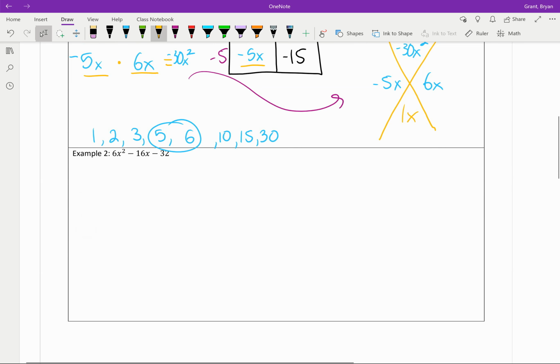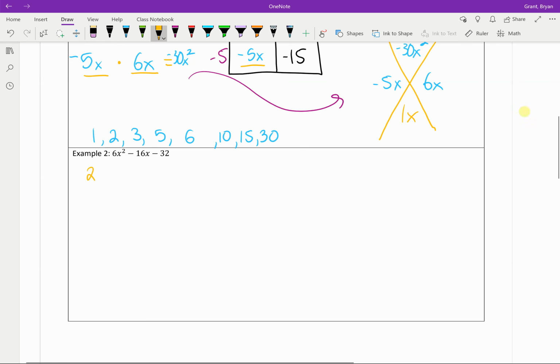So second example, 6x squared minus 16x minus 32, and we need to remember what's the first thing we always look for? Greatest common factor. That's the one. So we're going to go through and see what each of these have in common. What goes into 6? 1 goes into 6, but that's not useful. 2 goes into all of those, I think. 3 doesn't go into 16. 4 doesn't go into 6. 5, 6 doesn't go into 6. I think 2 is probably our greatest common factor here.